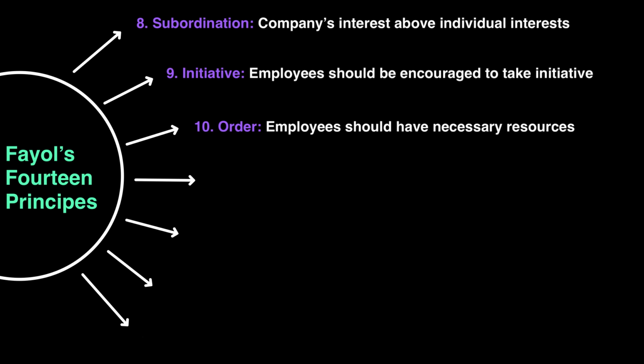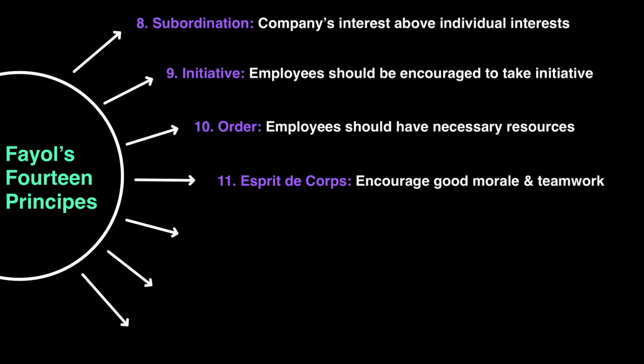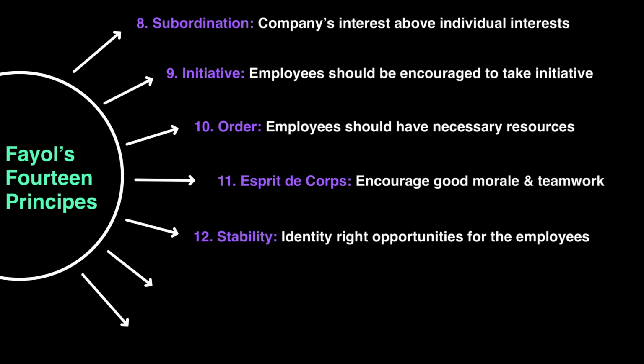Number 11 is esprit de corps, which simply says you should encourage good morale and teamwork. Be a good leader, be a good boss, include everyone. Formally or informally, you should have a good relationship with all your subordinates. Number 12 is stability, which says that the right employees should be given the right opportunities in the organization. So if someone has proven themselves to be a good manager, perhaps giving them the opportunity at the right time will be a good thing.